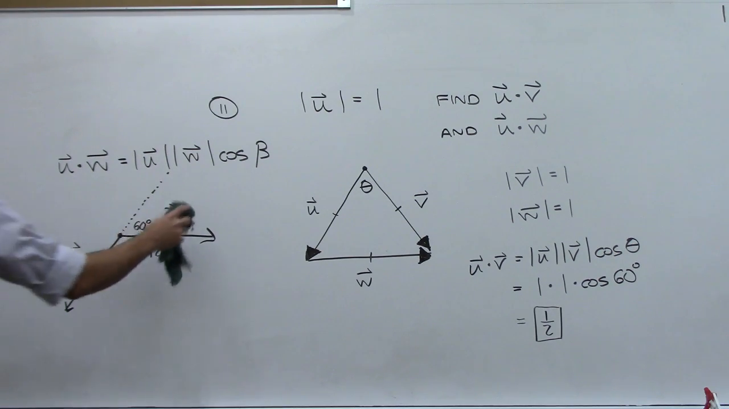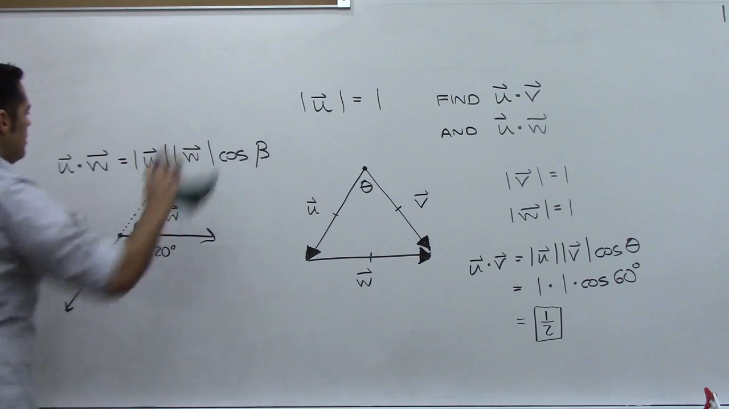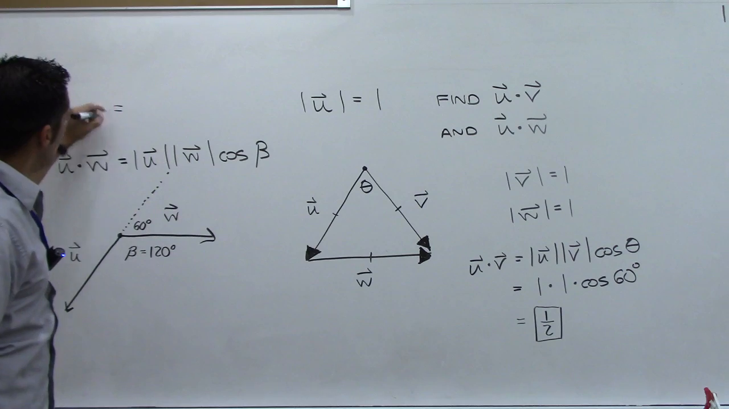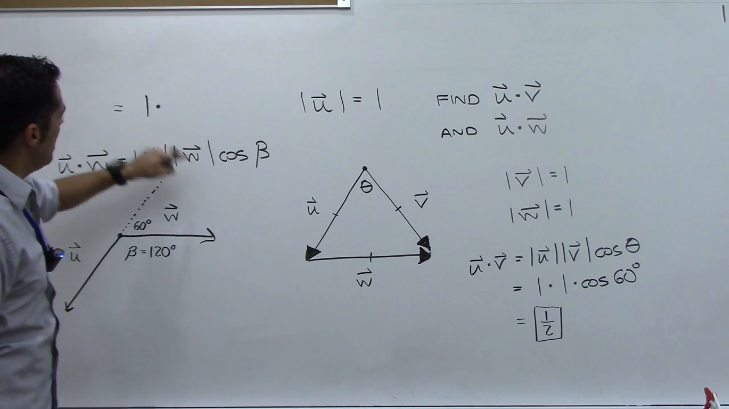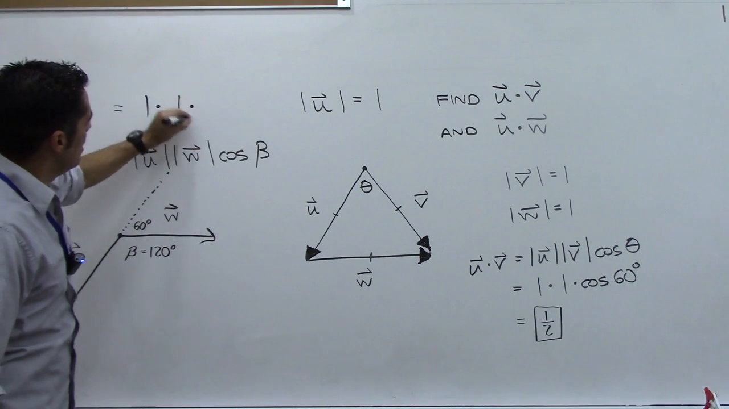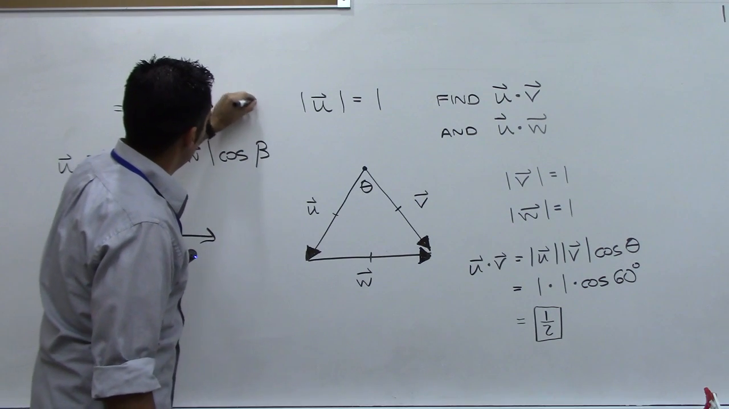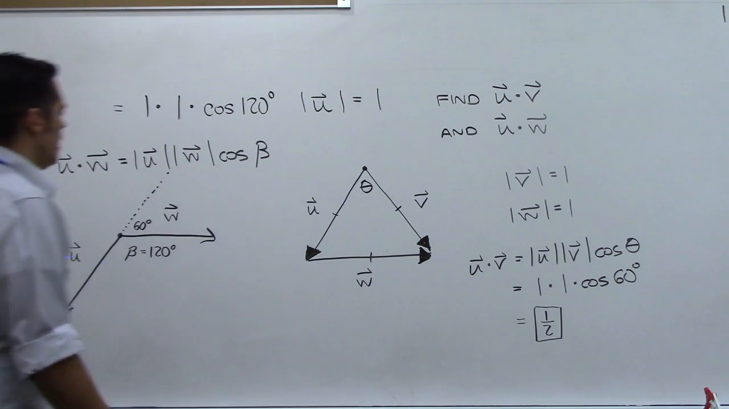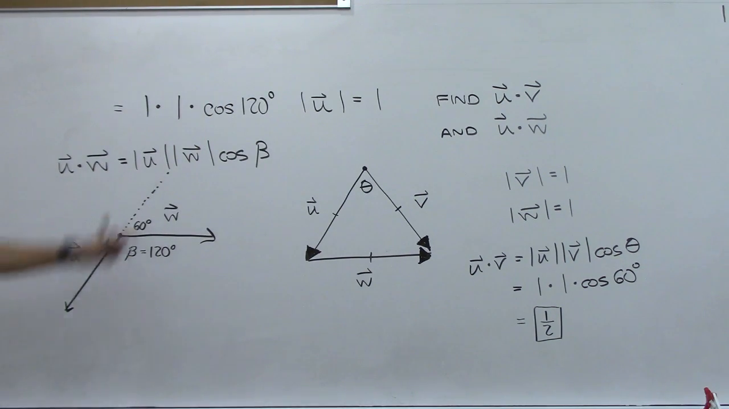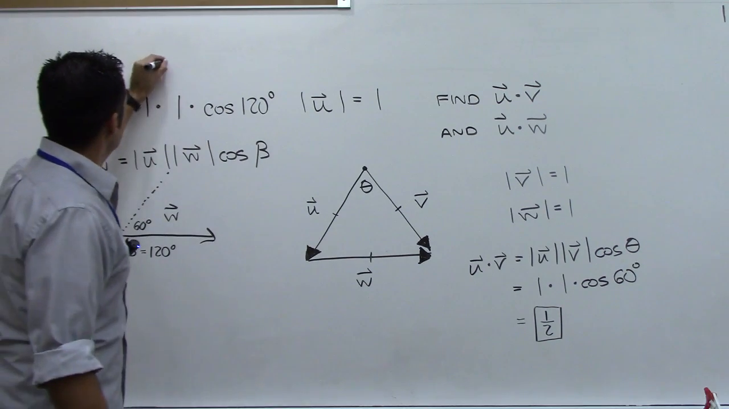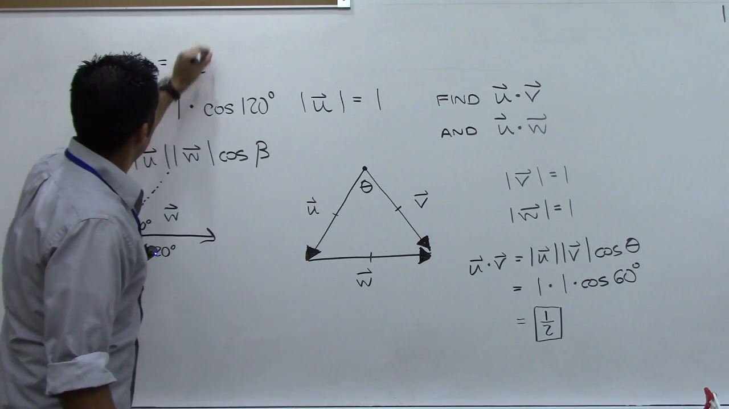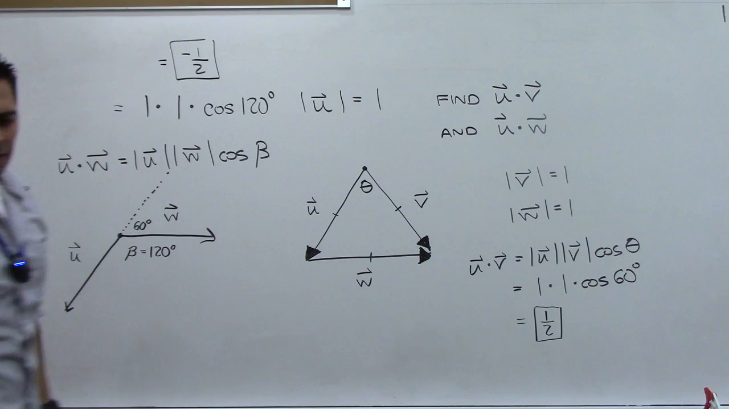So going back to this formula right here, I know that the magnitude of u was 1 times the magnitude of w, which is 1, and then cosine of 120 degrees. You can look at your unit circle. This is going to be -1/2. So the answer here is -1/2. Cosine of 120 is -1/2.